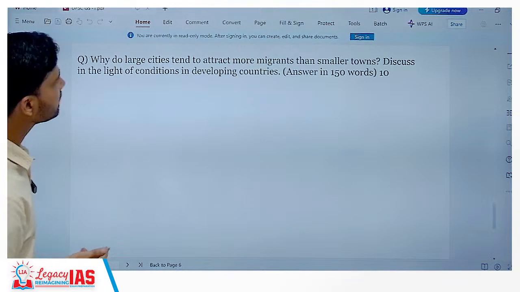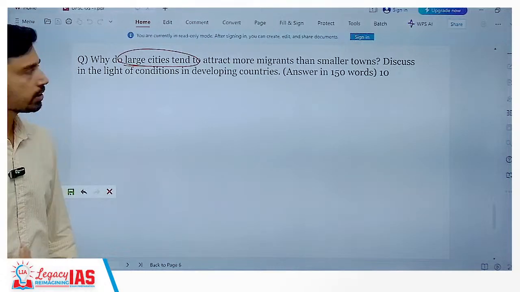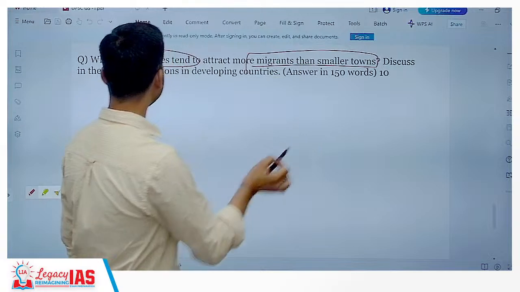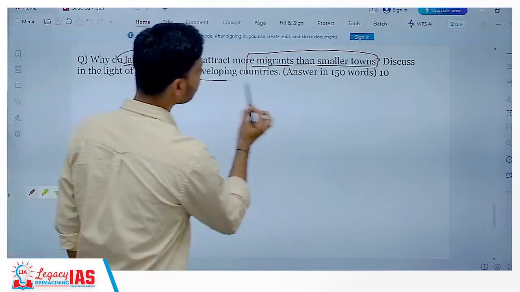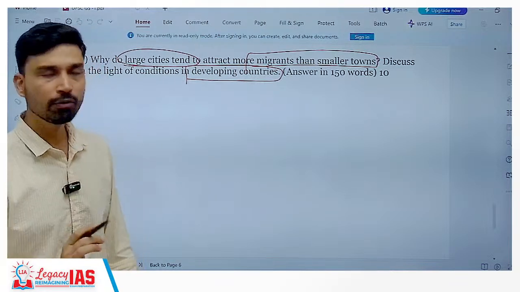The next question that has been asked is again related to migration and urbanization, where they have asked: why do large cities tend to attract more migrants than smaller towns? Discuss in the light of conditions in the developing countries. So here the question is straightforward, you do not have to discuss developed countries, give examples of developing countries.